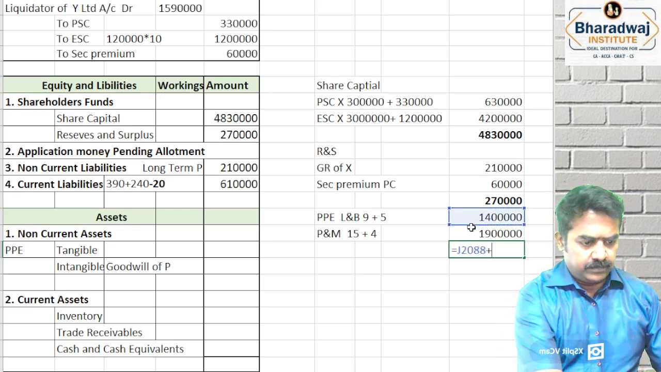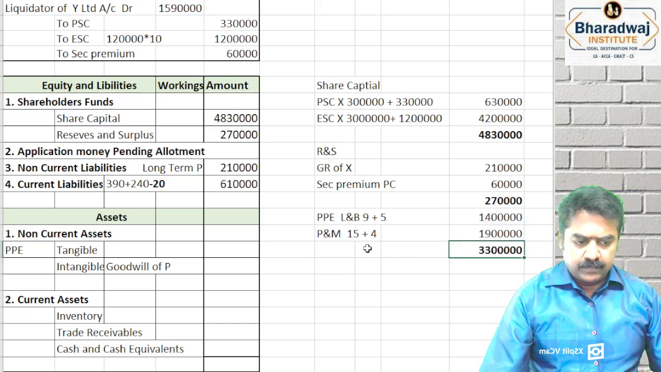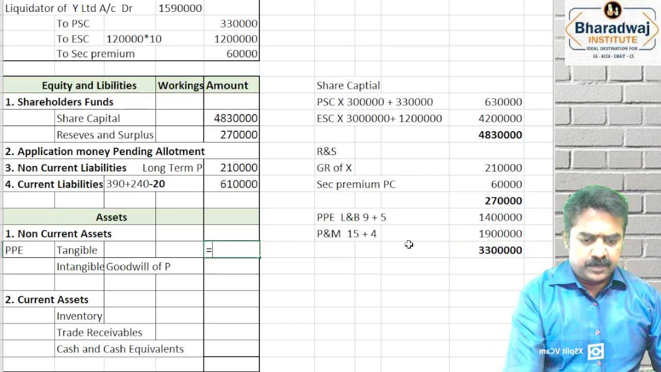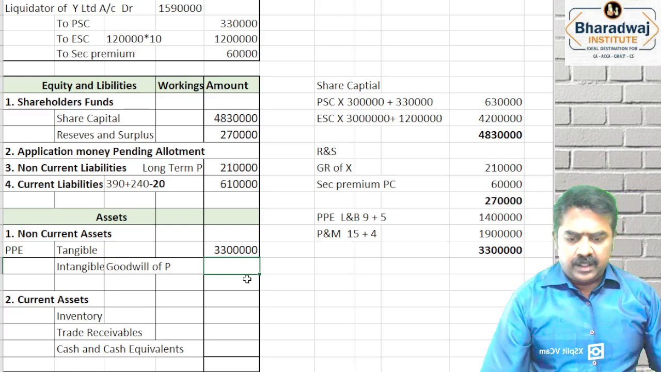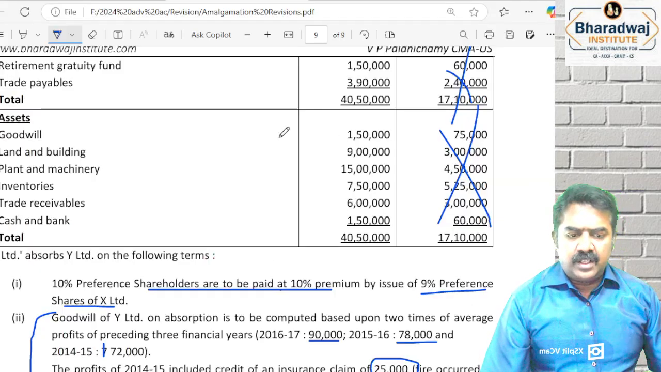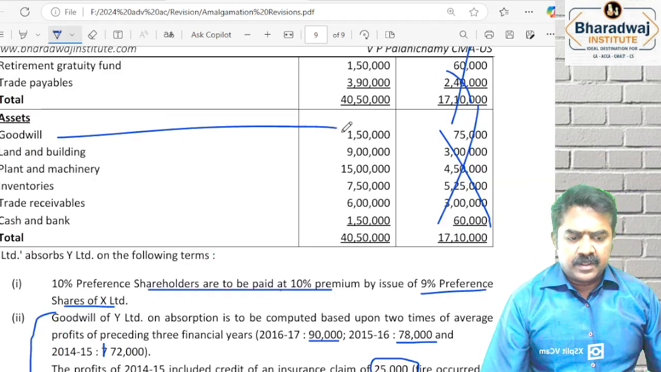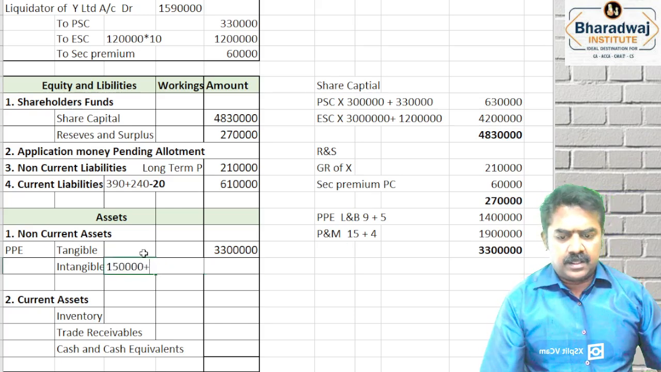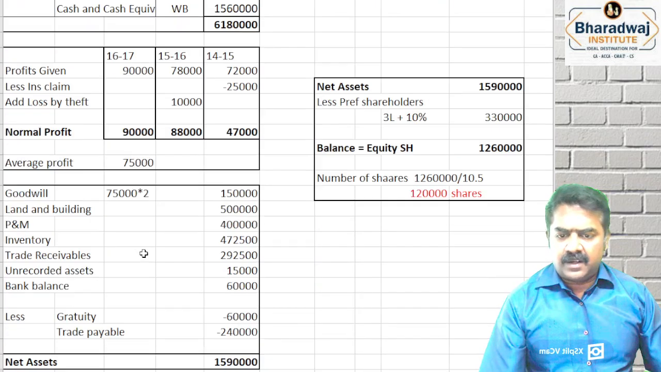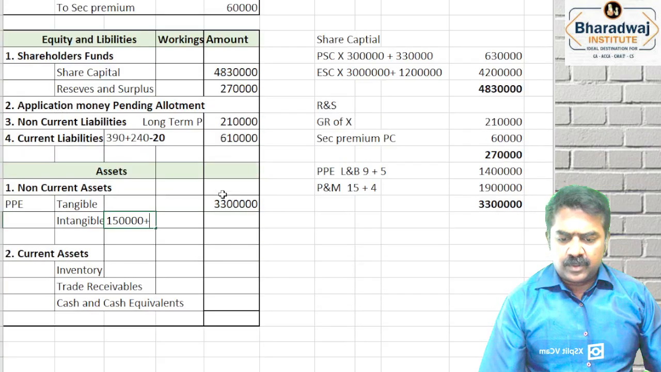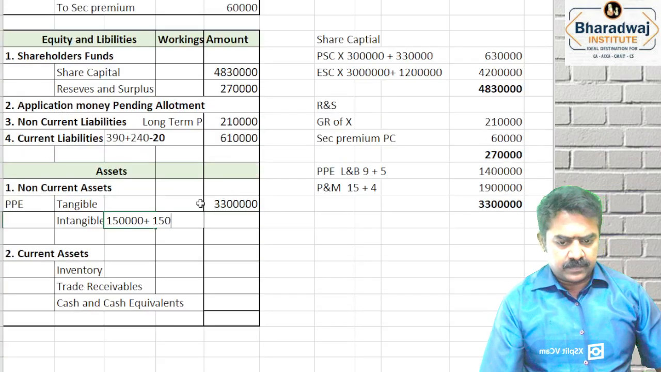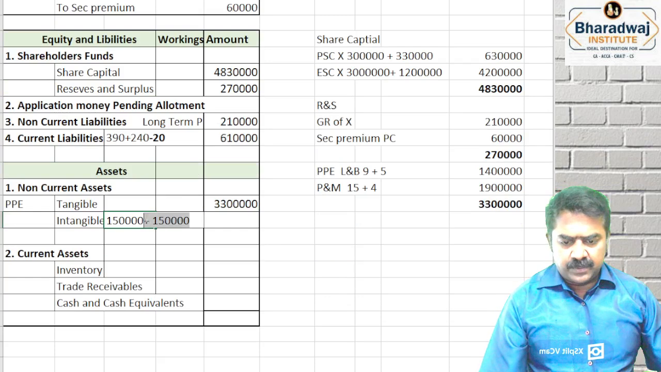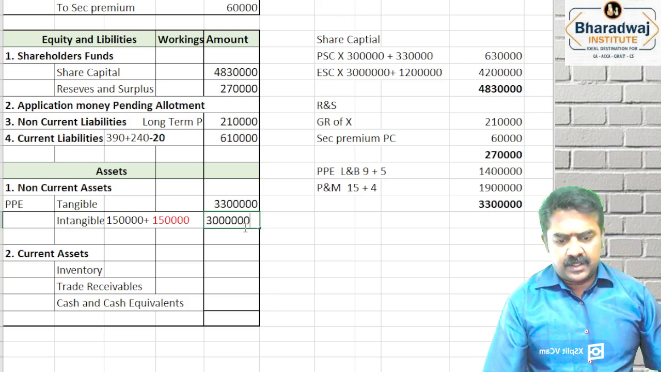Inventories. 33 lakhs tangible assets. Intangible assets, goodwill of the first company, how much? 1,50,000. Second company, we valued it, 75,000 into 2, 1,50,000. Second company we revalued 1,50,000. Total how much will come? 3 lakhs will come.